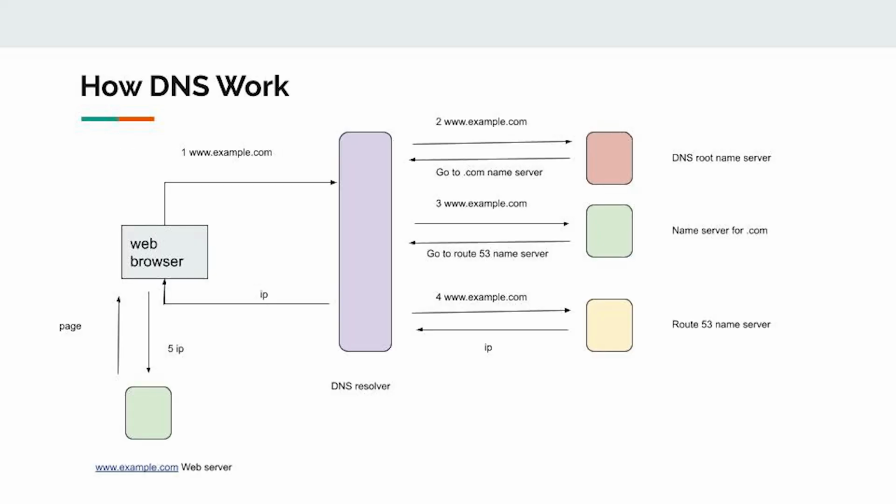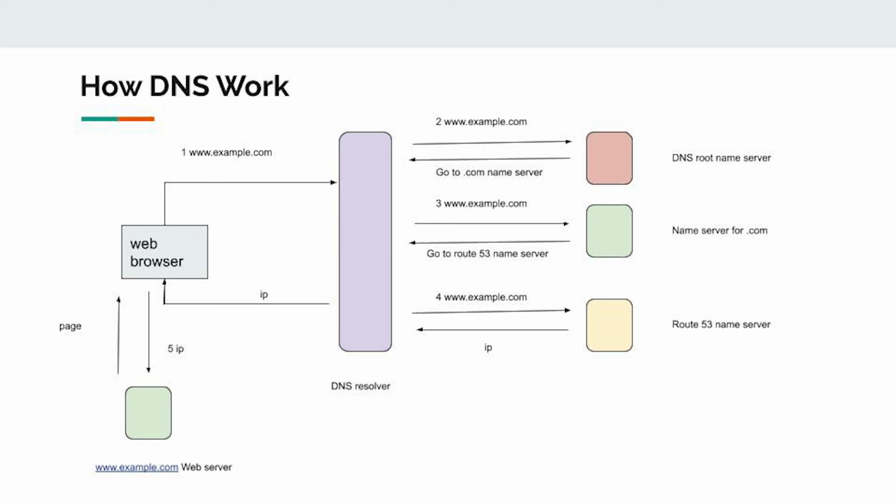Next, let's take a look at how DNS works. I'll walk you through step by step. Step 1. The process starts when a user enters a domain name into the browser. First, the browser sends a request to the DNS resolver, which is usually managed by the user's internet service provider, which is also called ISP.